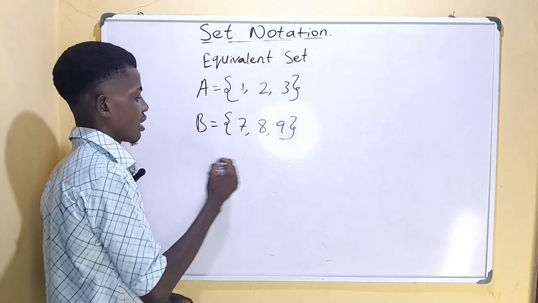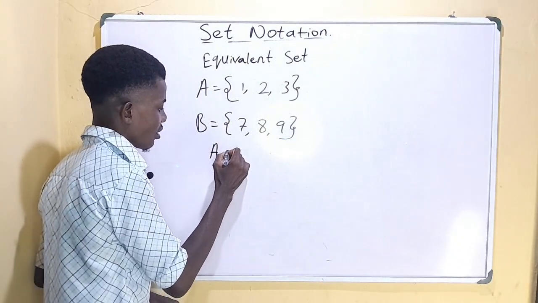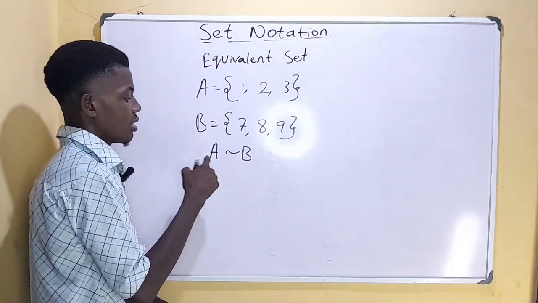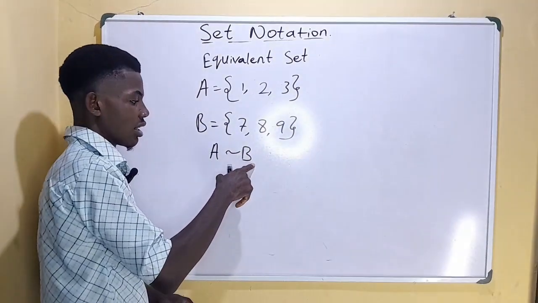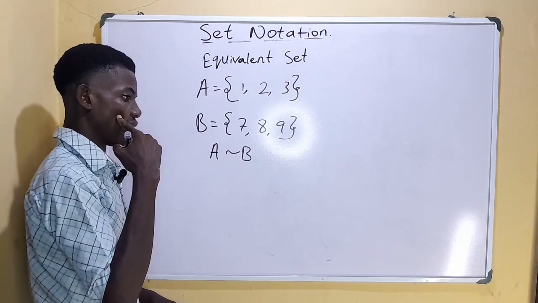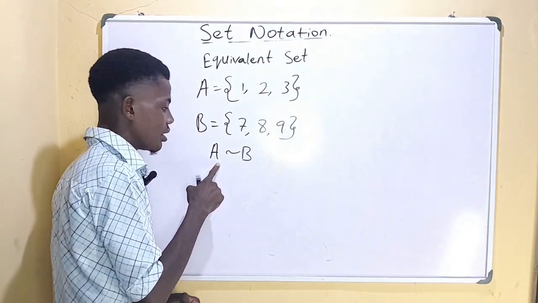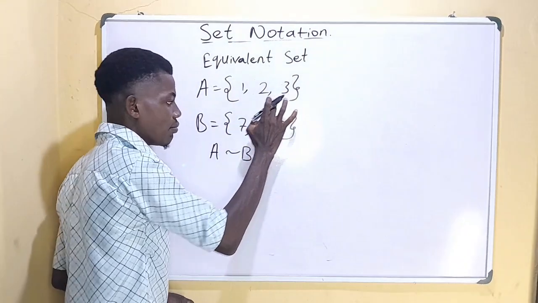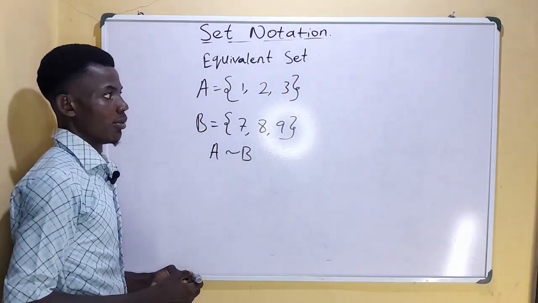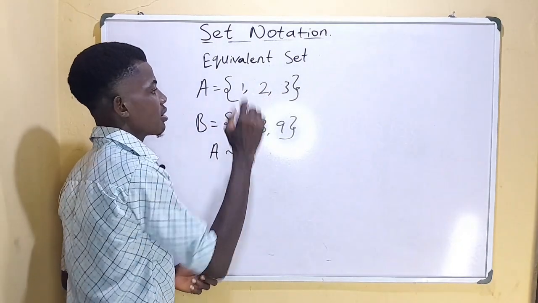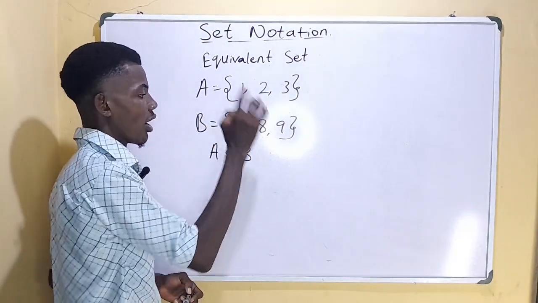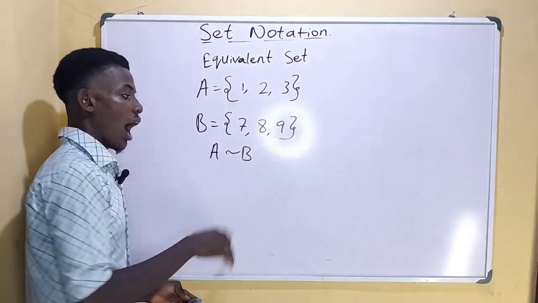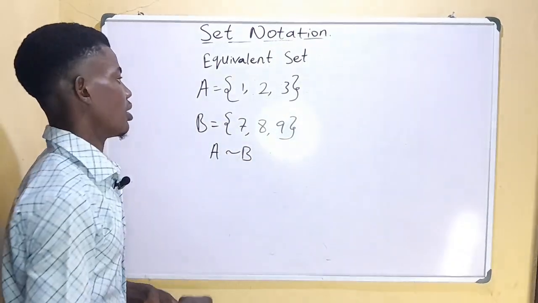Set A is equivalent to set B. We use this symbol to denote equivalence. Set A is equivalent to set B because they contain the same number of elements. The number of elements here is 3, and the number of elements here is also 3. So A and B are equivalent.